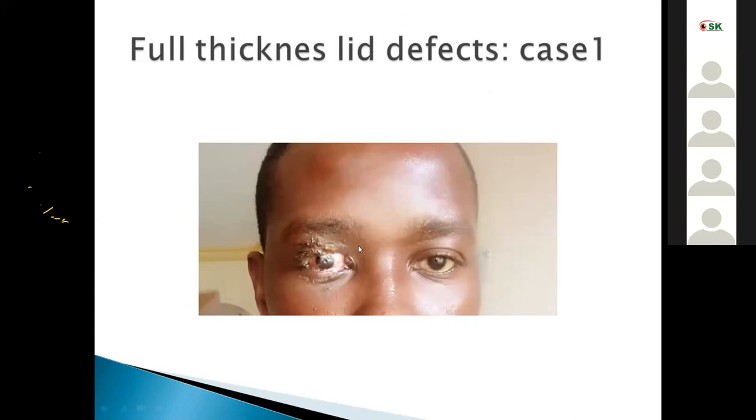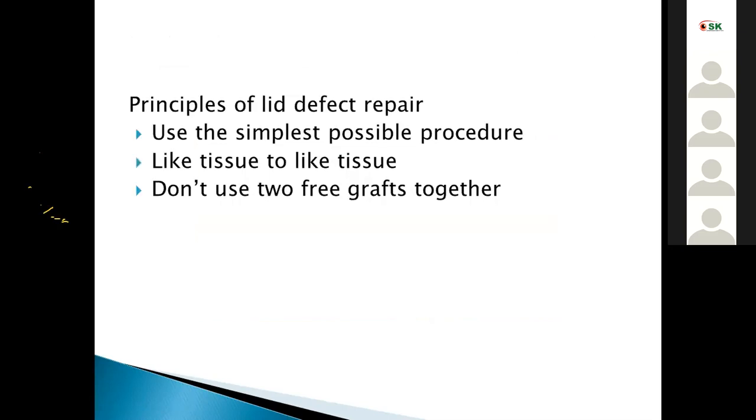This patient had this defect. If you estimate carefully, generally speaking, almost 70 to 80% of the upper eyelid is missing. And this is a full thickness defect. So you need to know how to deal with that problem. And that is what we had to do.